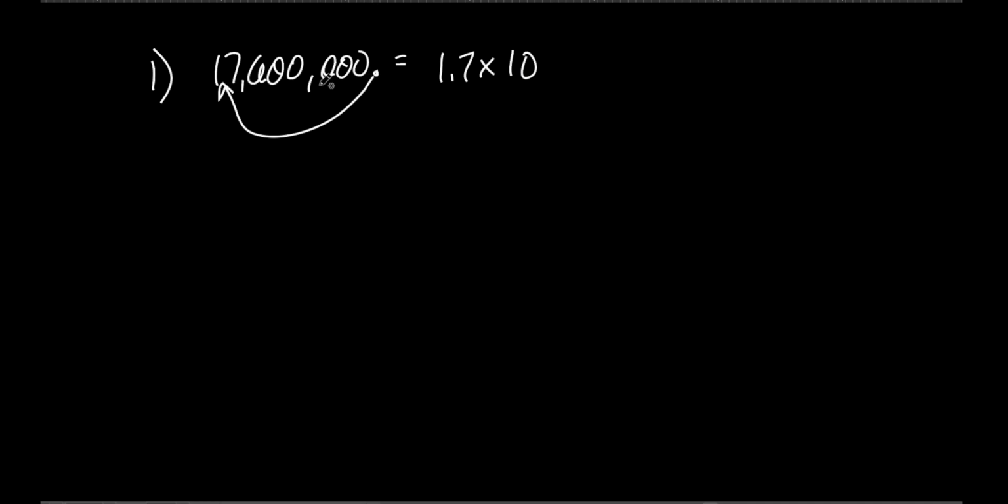So you went to here, that's 3. You went 3 more, that's 6. You went 1 more to get to there, that's 7. This is a big number, so it's 10 to the what? Positive 7th.